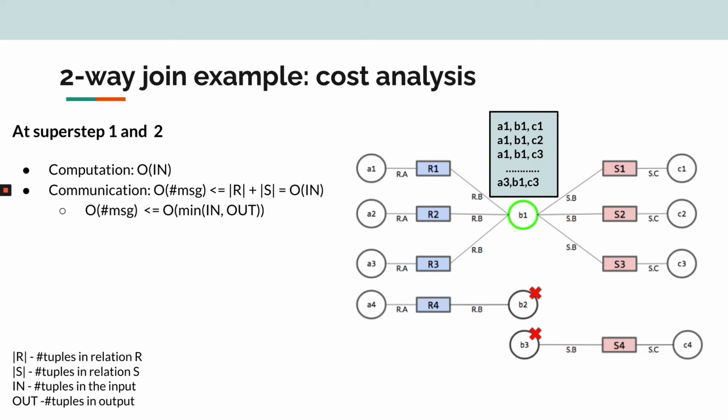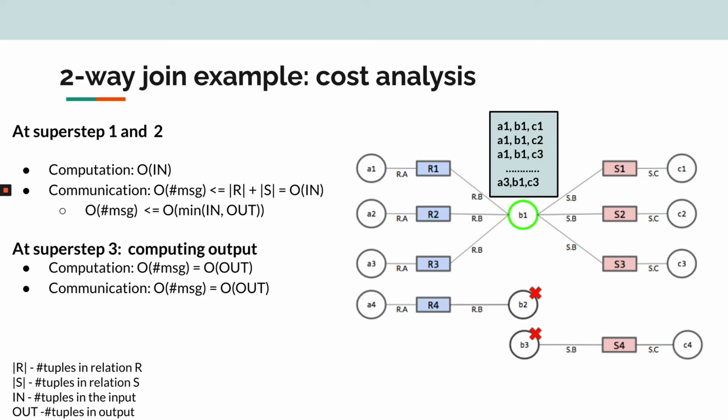However, if we look closer, we can refine the communication cost here, since B only sends messages along edges when it knows that it's a join value. For example, B2 and B3 vertices do not send any messages. So the communication cost is actually upper bounded by the minimum of input and output sizes, which becomes important when the size of the output is much less than the input. In super step 3, computation is basically going to be exactly the size of the output, since we're only doing a Cartesian product of values that qualify to be in the output.